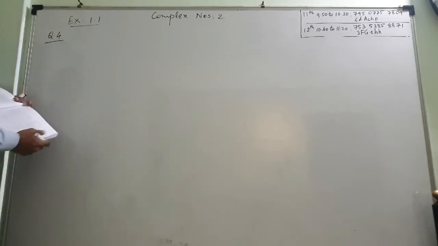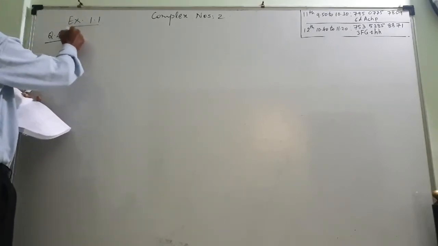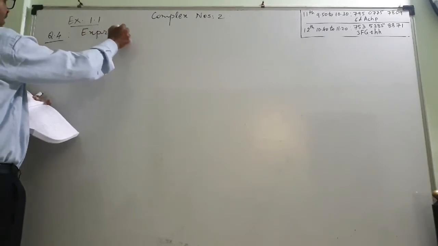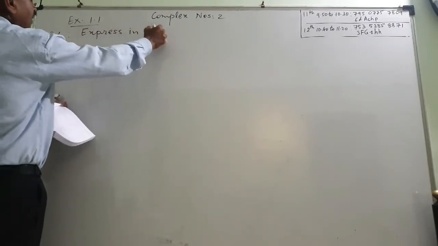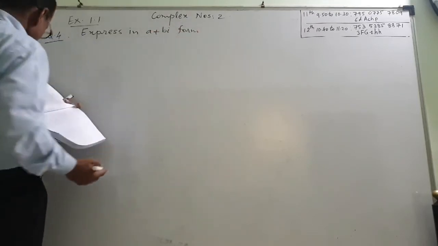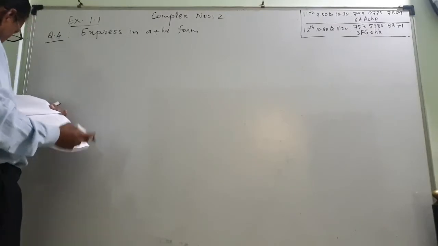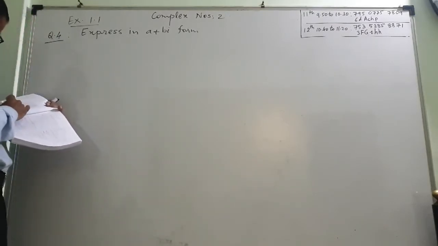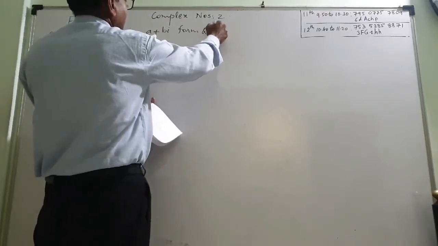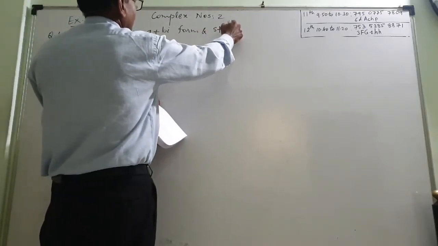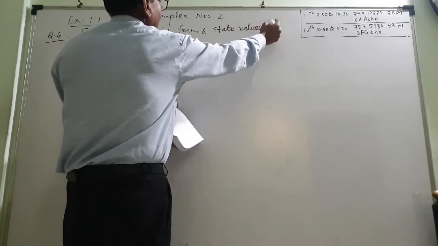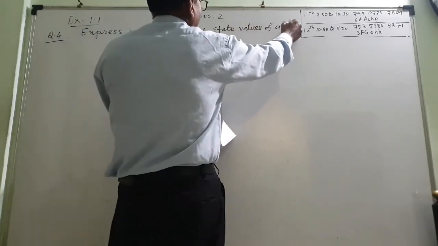Express in a plus bi form. I am writing the question in short. Express in a plus bi form and state the values of a and b.